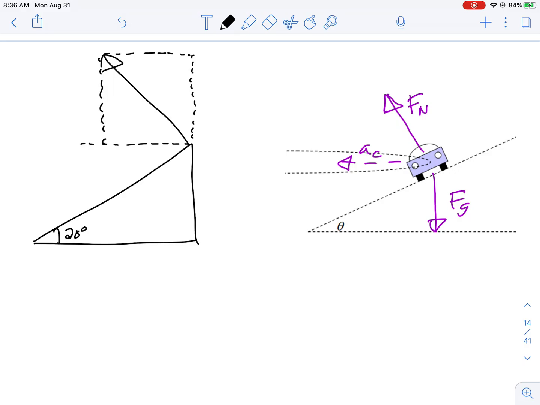Like that, a shape like that. And let's see what we can do from here. So this is your Fn. All right, let's do a little bit of trigonometry, shall we?